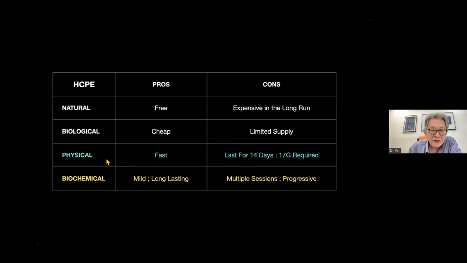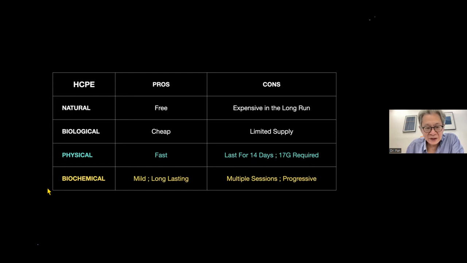And there are pros and cons for the different approaches. The natural way, the pregnancy way, is free, but is most expensive in the long run. And the biological way is limited by its supply. And the physical way of removing the aging substance by the machine, I think, is a bit dangerous. The complication rate is a little bit high for our liking, and the psychological effect and the cost of the machine and the HR issue and the labor are quite high. And another setback is the effect only lasts for less than a month.